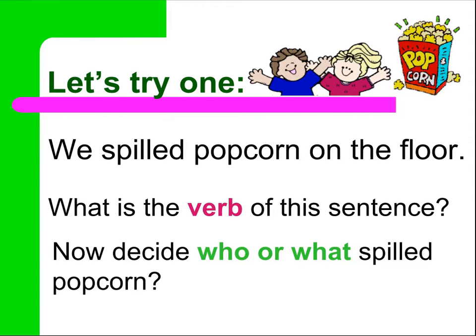Let's look at this sentence. We spilled popcorn on the floor. Well, where are our nouns and pronouns in this sentence? We is a pronoun, popcorn, and floor. And our verbs, in this sentence, there's only one, spilled. So spilled is going to be the verb of the sentence, or the predicate. And who or what is spilling the popcorn? We did. We is the subject.